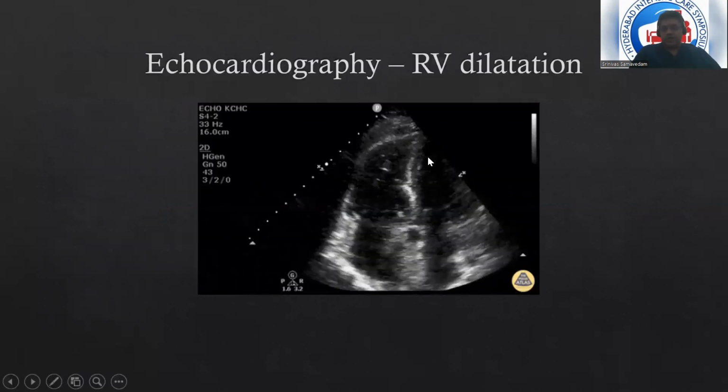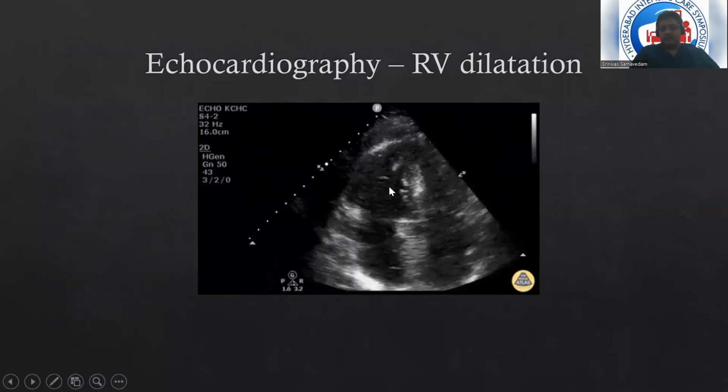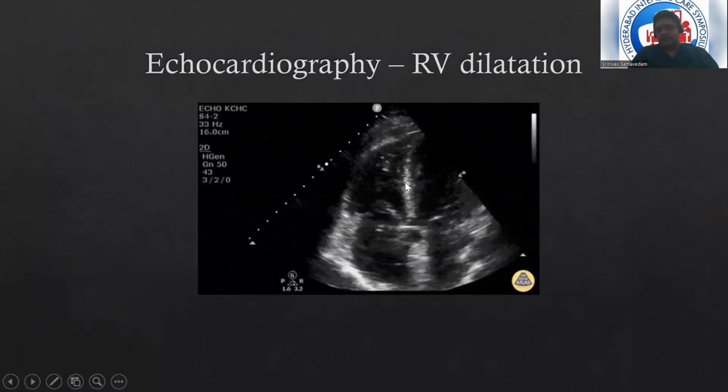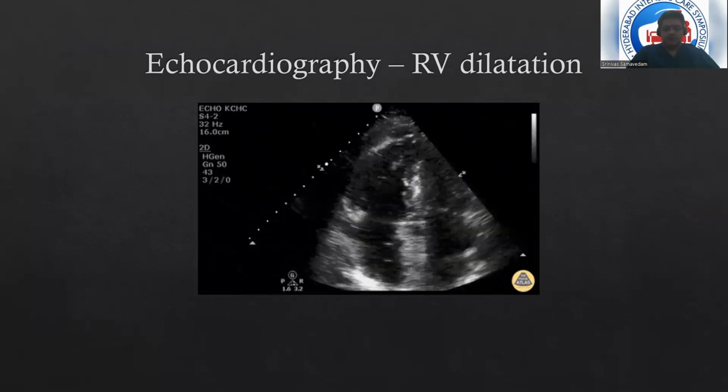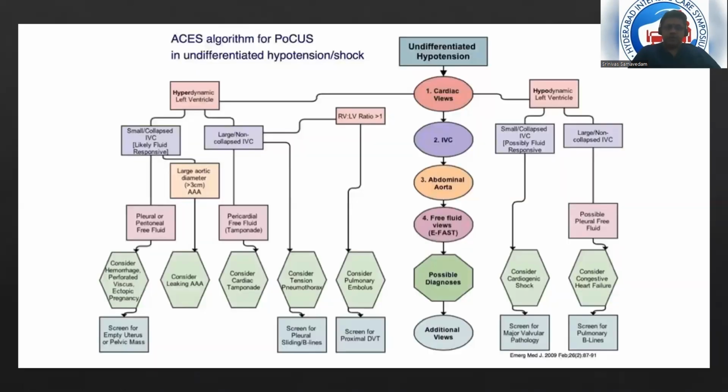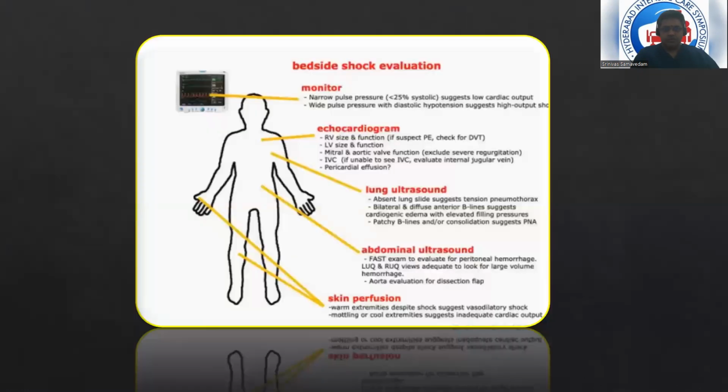So you can see that the RV is dilated and there is a shift of the interventricular septum to the left side in this patient with suspected or proven PTE. So this is the sonographic approach to a patient with undifferentiated hypotension. You have to look at the hyperdynamic left ventricle, you look at the cardiac views, you look at the IVC, the aorta, you look at the abdomen, and then you come to a reasonable diagnosis of what we are dealing with. Most of you would know this, so I don't want to tax your intelligence by dwelling too much on this.